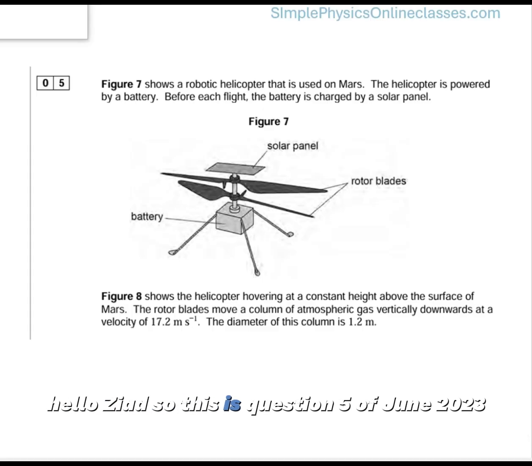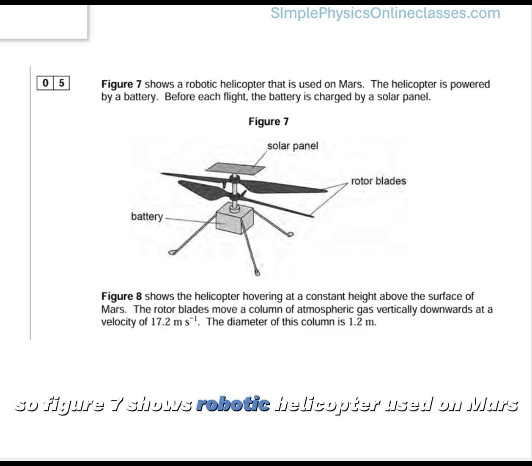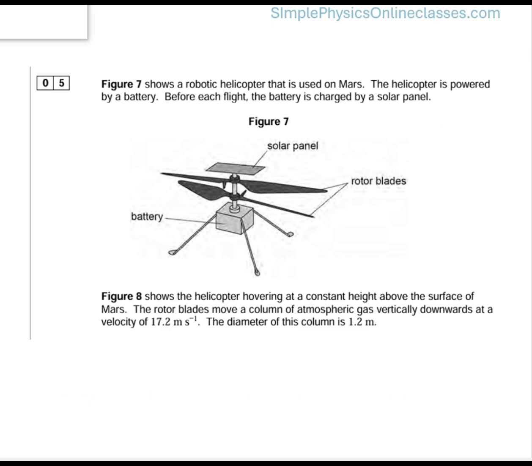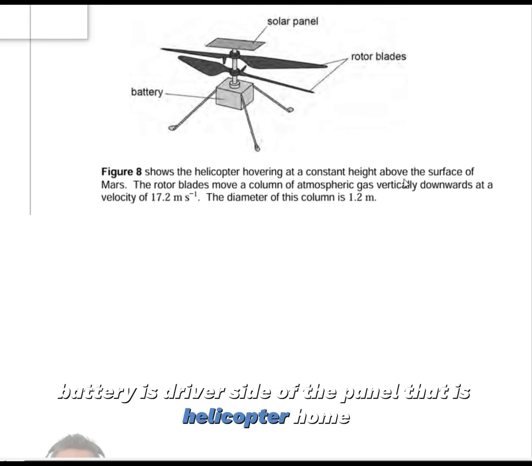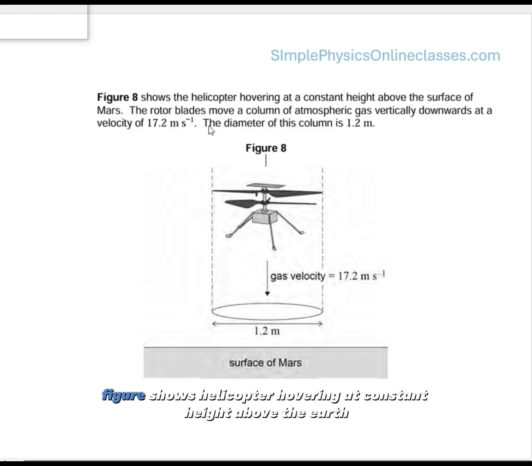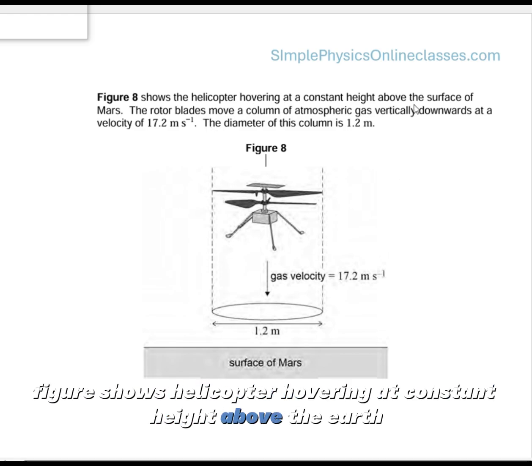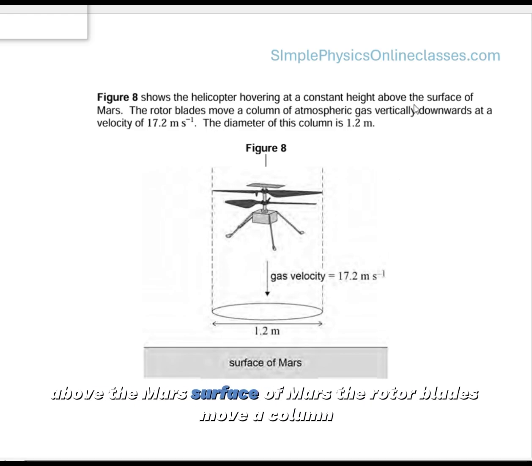Hello, Ziad. So this is question 5 of June 2023. Figure 7 shows a robotic helicopter used on Mars. The helicopter is powered by a battery before each flight. The battery is charged by a solar panel. That's just fluff. The figure shows the helicopter hovering at constant height above the surface of Mars.